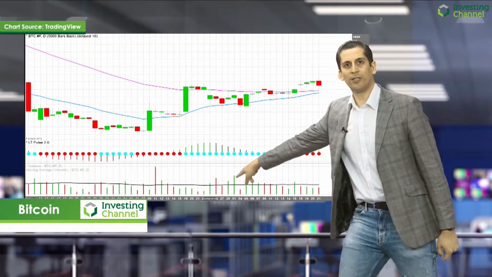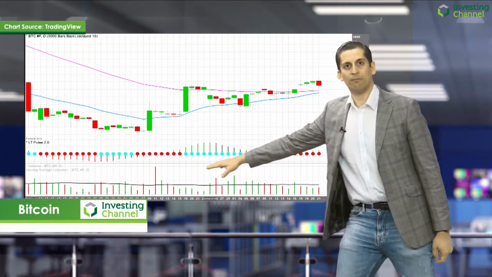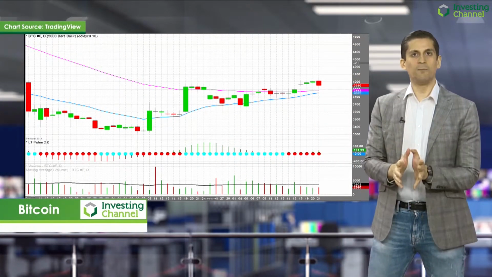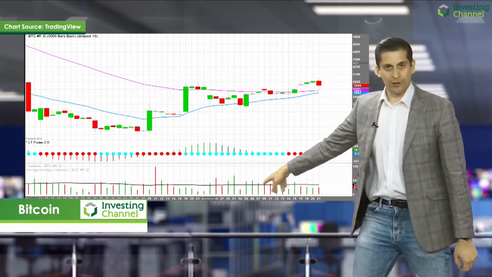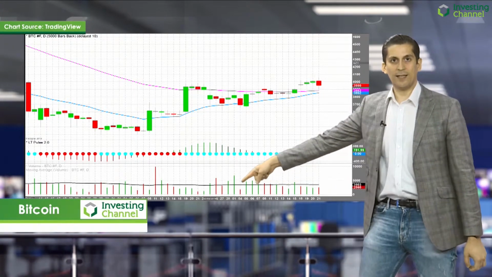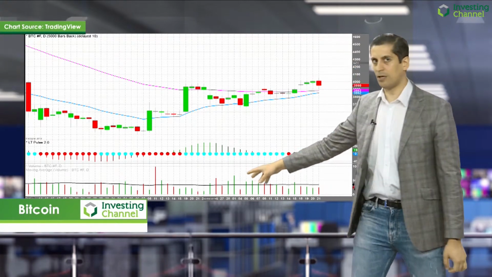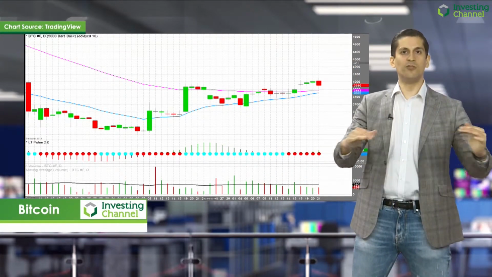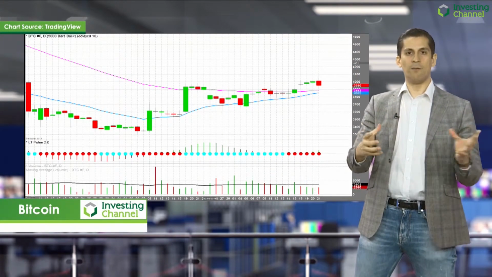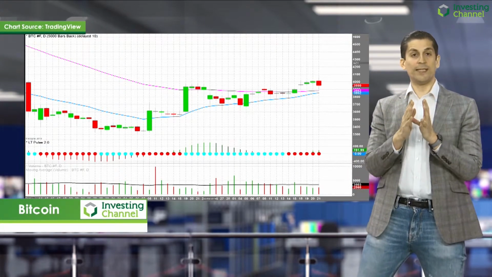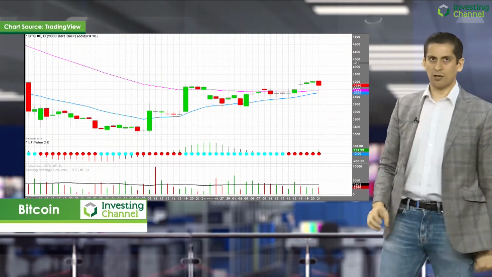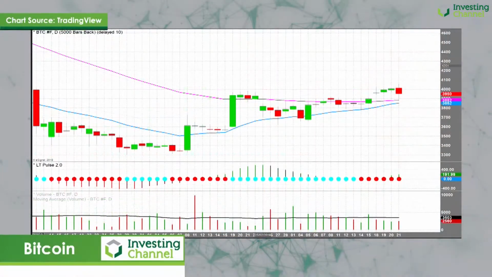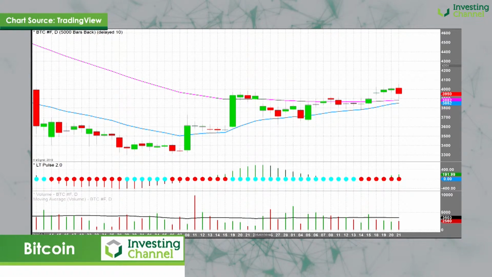If you look underneath here, this is the volume. But there's something wrong with the volume picture, which is that Bitcoin has been going up on below average volume. Notice this black line running through my volume chart here. This black line is the 50 moving average of the volume of Bitcoin. And if we zoom in on that chart, basically what's happening, guys, is that yes, Bitcoin has been going up, but it's going up on below average volume.